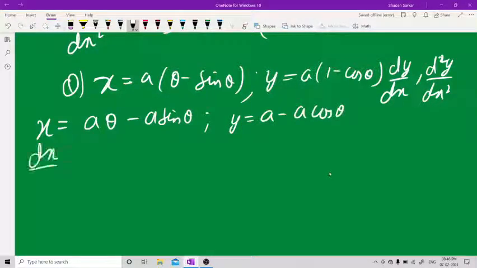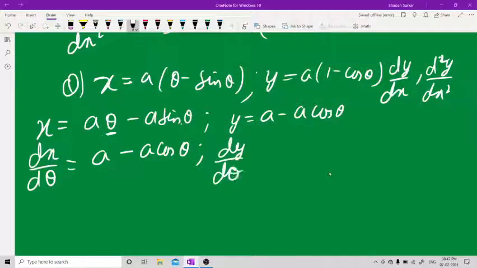Take the differentiation dx by d theta. This is d theta with respect to theta is 1, and sine theta gives cos theta. By now you must have understood how differentiation is done. Now dy by d theta: this is constant, it is 0, minus a, and cos theta gives minus sin theta, and this minus will make it plus a sin theta.